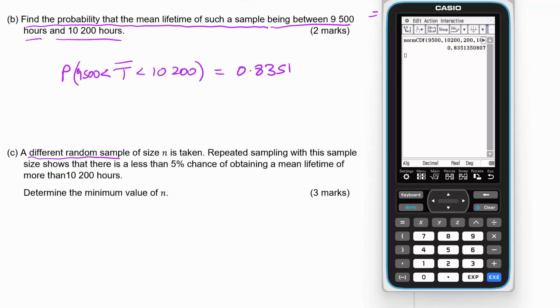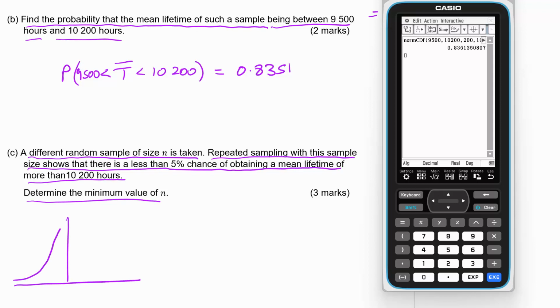A different random sample of size n is taken. Repeated sampling with this sample size shows that there is a less than 5% chance of obtaining a mean lifetime of more than 10,200 hours. Determine the minimum value of n. So let's look at one way of getting at this. So 10,200 is here. What we're saying is that this is 5% or less.